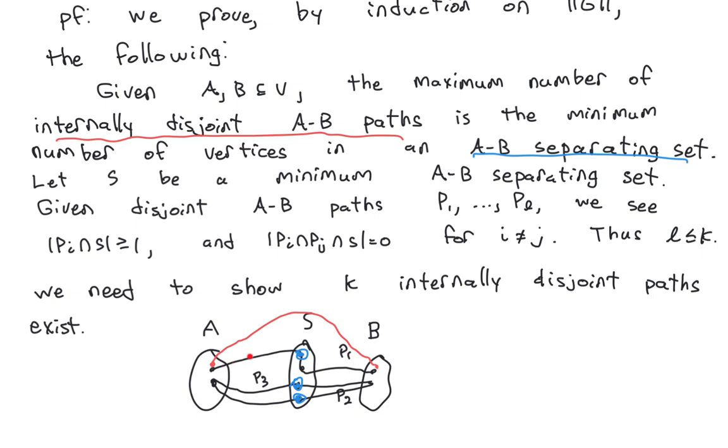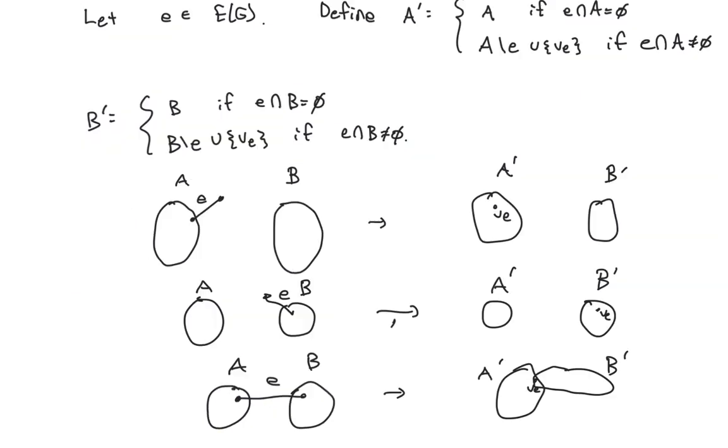So now we need to describe how to construct these three paths. All right, so we're doing induction on the number of edges, so let's just take an edge in our graph and let's contract it. So this means we have to change our sets A and B. If our edge E had an endpoint in A, then we replace that endpoint with the contracted vertex and we leave B alone, and this gives us our A prime and our B. Similarly, if the edge had one endpoint in B, then when we contract, we replace that endpoint with the contracted vertex.